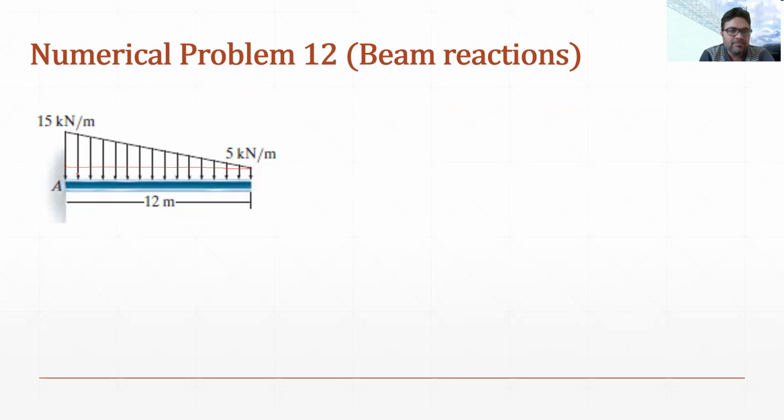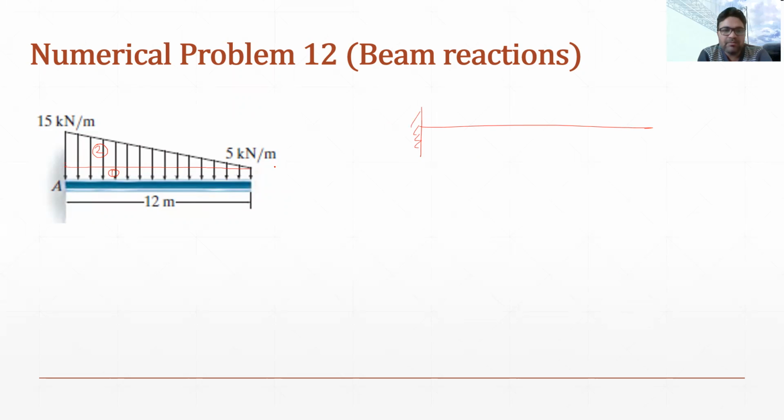So now you can see the below part, which I am referring to as part 1, and the above part, which I am referring to as part 2. Part 1 is similar to a UDL, which means part 1 becomes UDL, and part 2 is a triangular uniformly varying load.